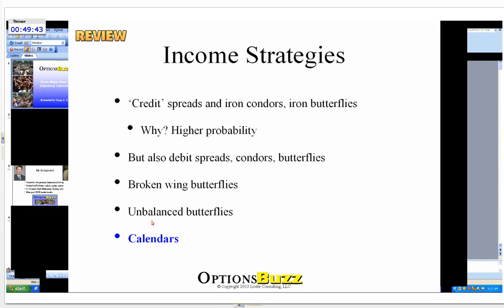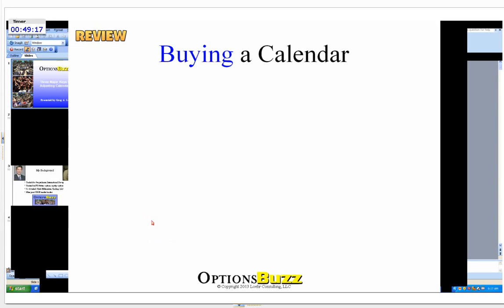One thing that a lot of people might find a little bit more straightforward than some of these things is a calendar. Okay? Calendars are just two-part trades that basically try to make money the same way you try to make money with options when you sell a put spread. Okay, and I'll explain that here in just a second.